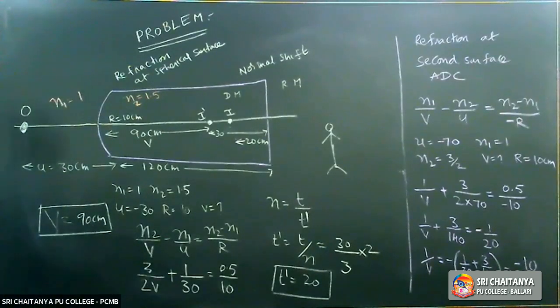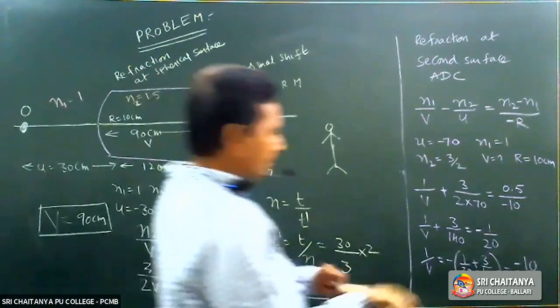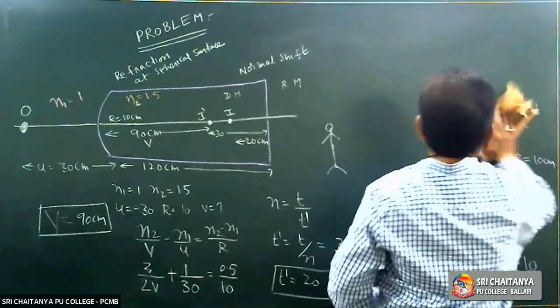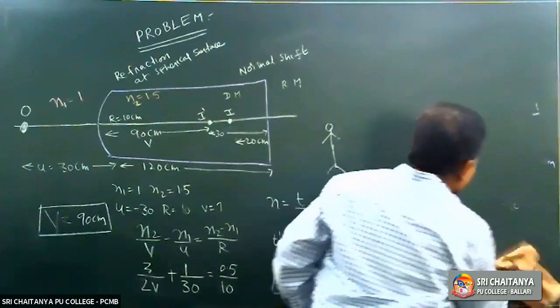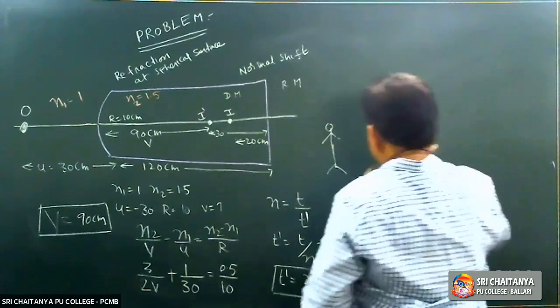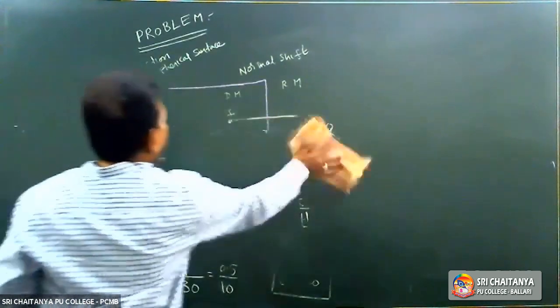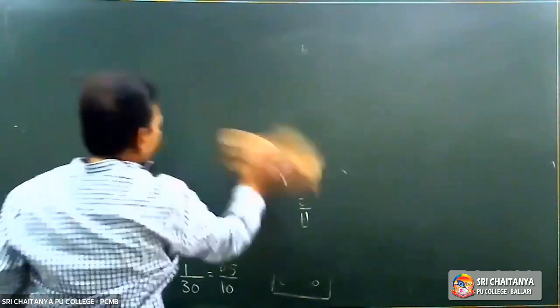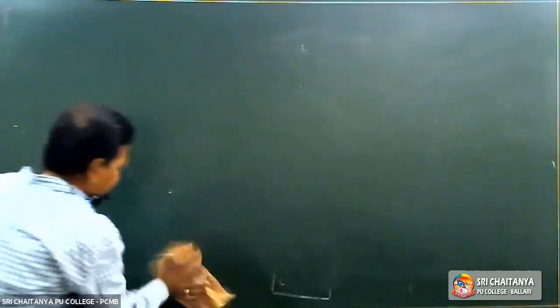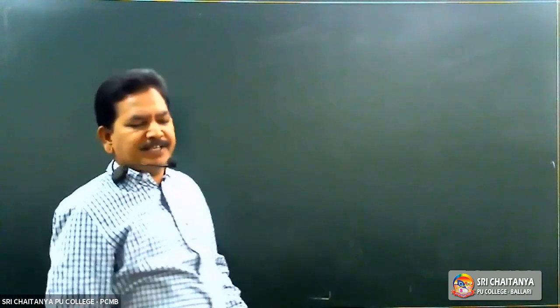Now we will go to the lens. We will go to the lens part. So lens is a device where the refraction takes place. Mirror is a device where the reflection will take place. What is the difference between mirror and the lens? In case of mirror, reflection will take place. In case of lens, the refraction will take place.